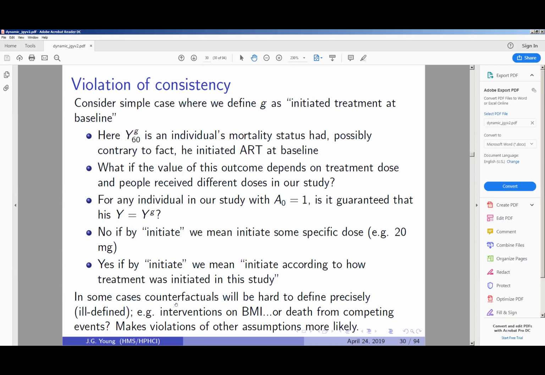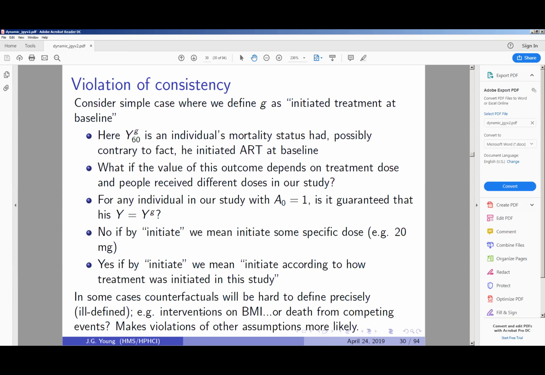But another problem is that in some cases, it's actually almost impossible to define precisely what we mean by the intervention G. And in this case, we'd say the counterfactuals are ill-defined. So for example, if we were to consider an intervention that sets BMI to 20, there are many factors that could affect the counterfactual outcome in that way, because there's many ways that you could set BMI to a particular value. So this is a case where it's very hard to evaluate the consistency assumption.